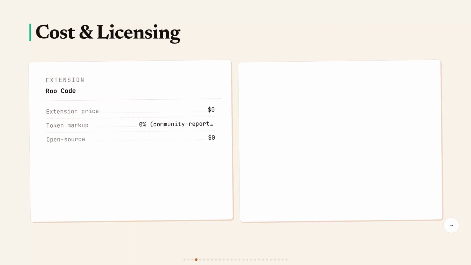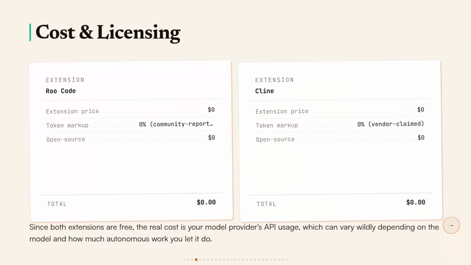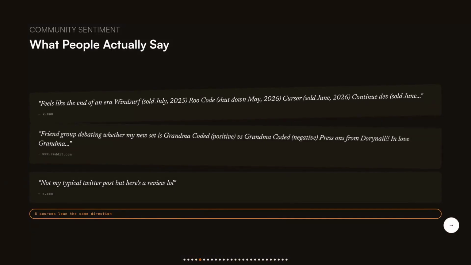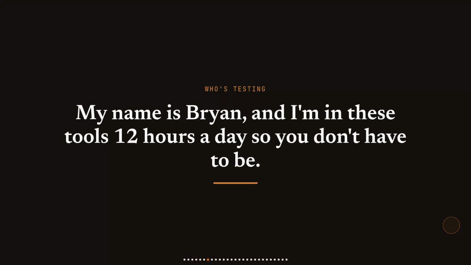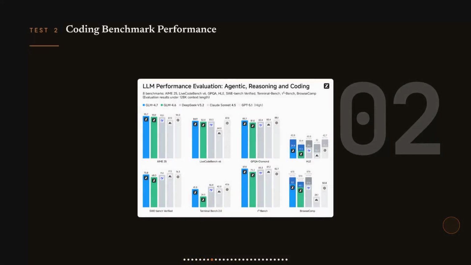But free only covers the extension. The moment your agent starts working autonomously, you're paying your model provider directly, and that bill can swing wildly depending on how much rope you give it. On token markup, Roo Code claims $0, community reported. That puts the scoreboard at 1 apiece before we even get to code quality. I went through the official docs, pricing pages, and 20 community sources on both tools before writing a word of this script, so nothing here is guesswork.